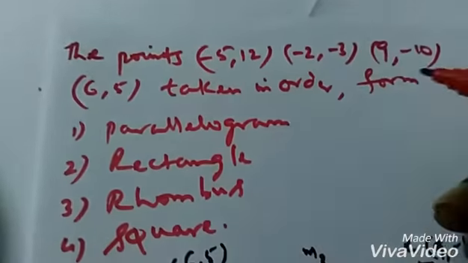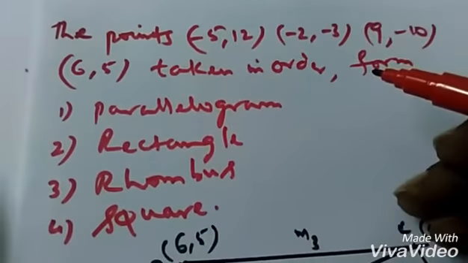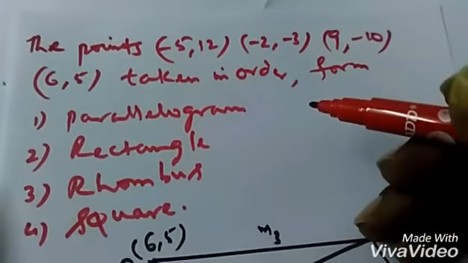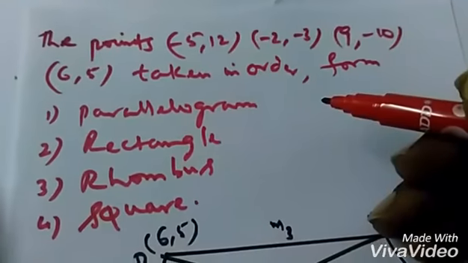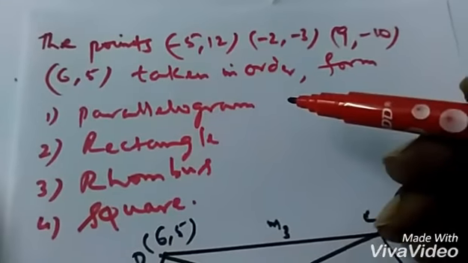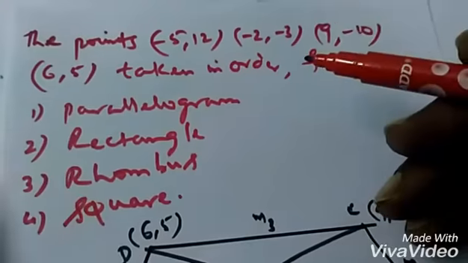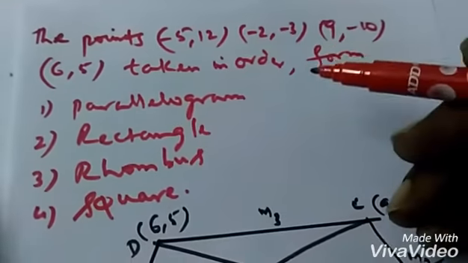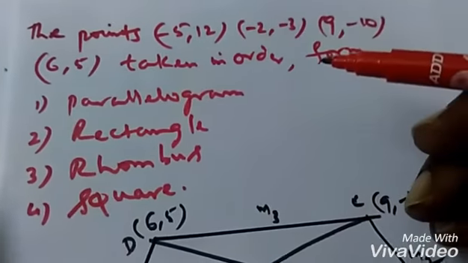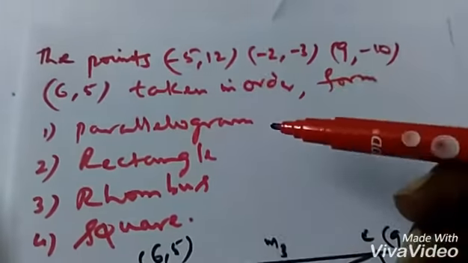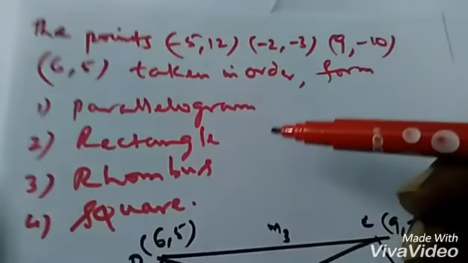Okay friends, now we see another problem. It appeared in many engineering entrance examinations. The points they'll give you, 4 points taken in order, form what type of quadrilateral, whether it is a rectangle or a rhombus or square or parallelogram. The same problem appeared in an engineering entrance.